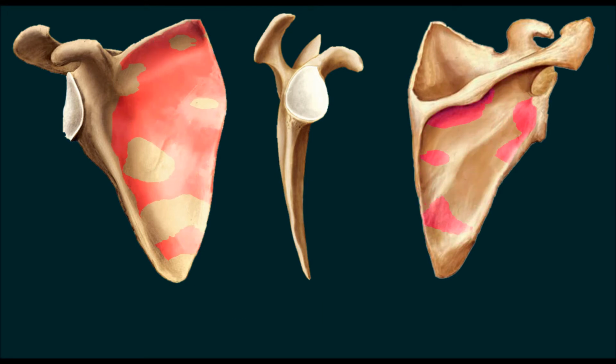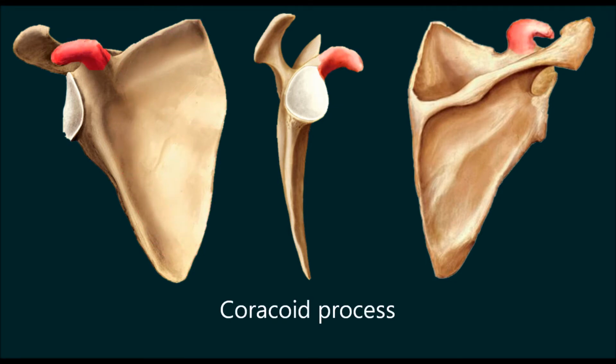The anterior surface of the body is called the subscapular fossa. The coracoid process, the point of muscular origin, is situated superiorly to the glenoid cavity. There is a scapular notch near to it.